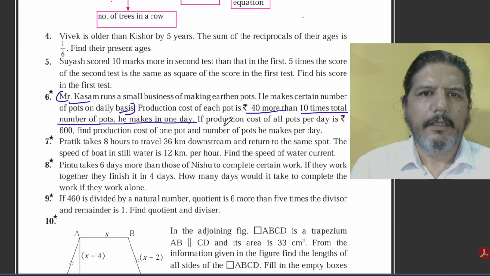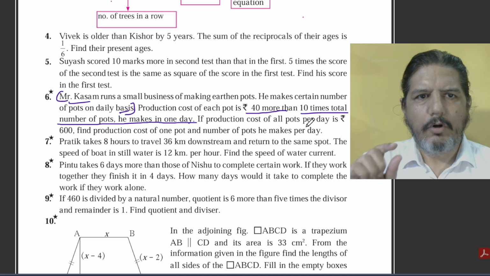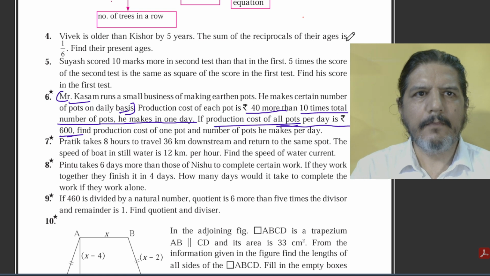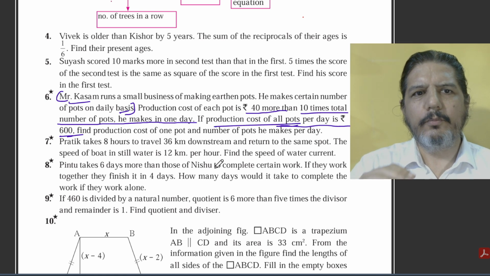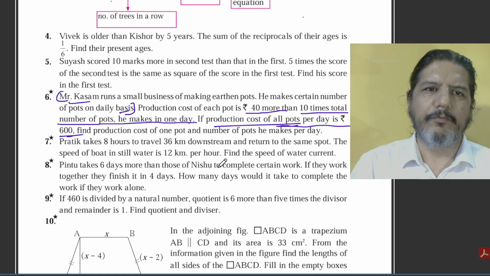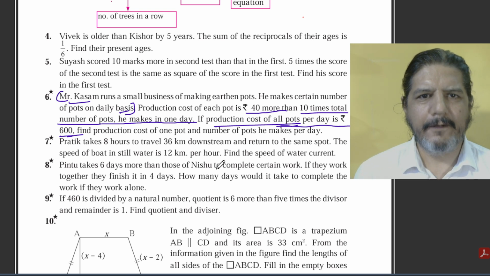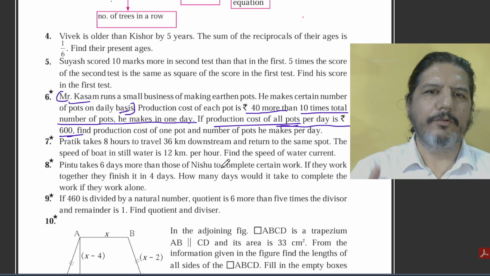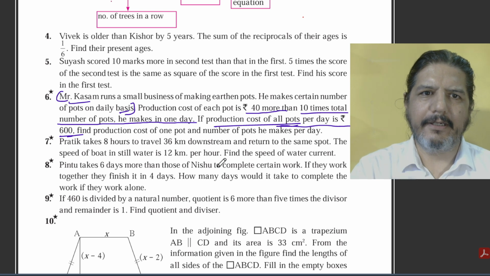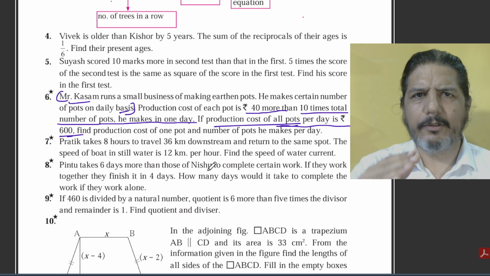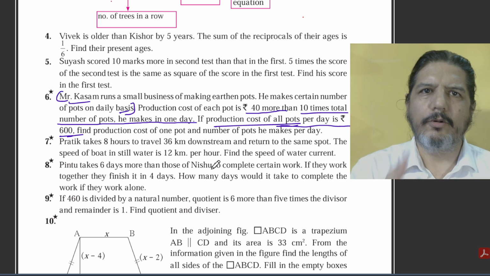Okay. If the production cost of all the pots per day is rupees 600, now try to make an equation. If you can't make an equation, please continue listening to me. But what I'll strongly recommend is you should pause the video right now and try to make the equation on your own. You can pause it now or you can continue.